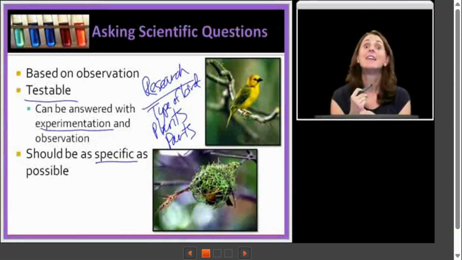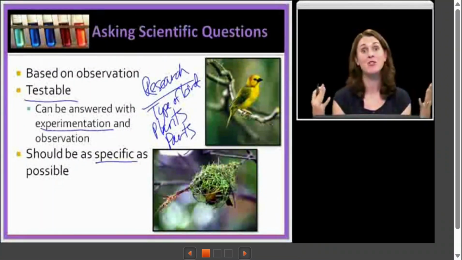So again, the more specific you are using research and using observations, the easier it's going to be to actually run an experiment about your scientific problem.